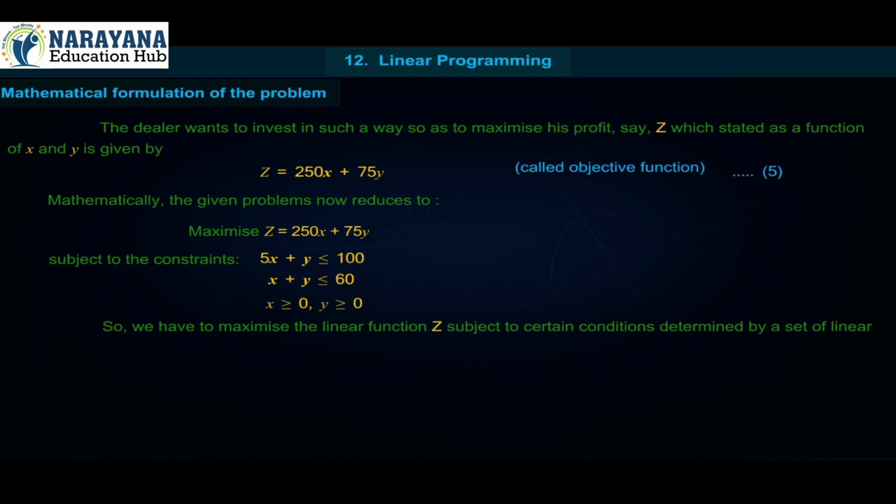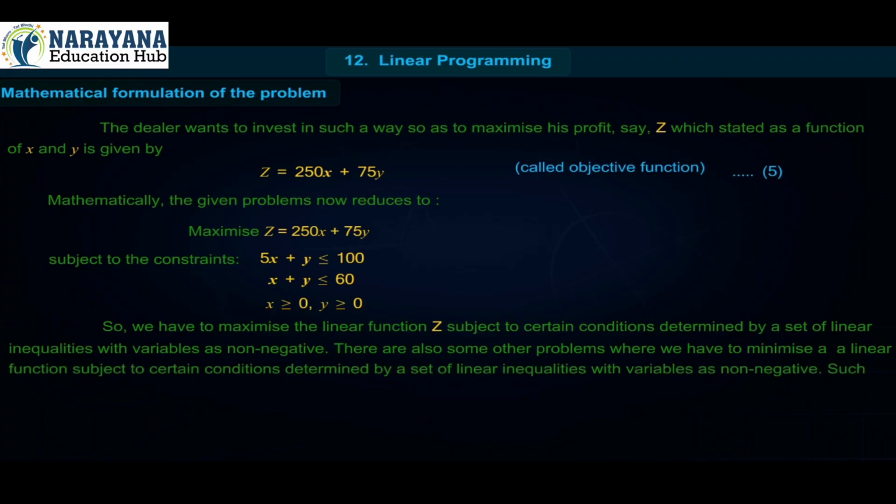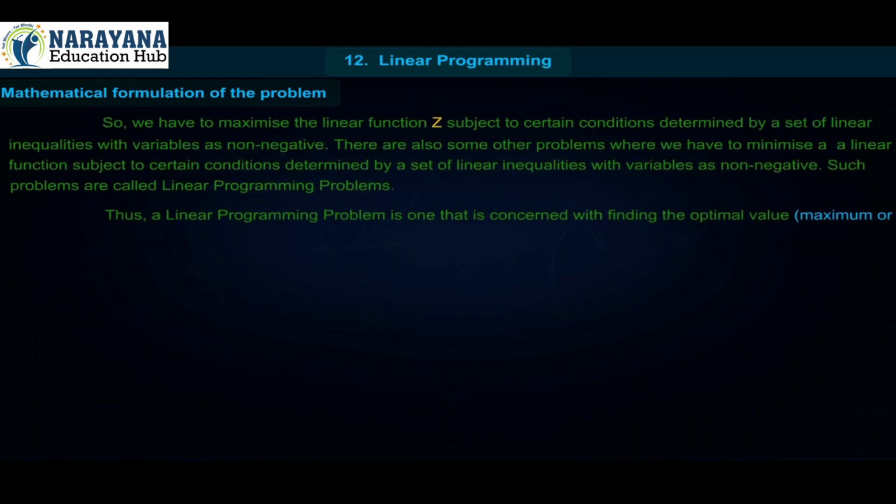So, we have to maximize the linear function z subject to certain conditions determined by a set of linear inequalities with variables as non-negative. There are also some other problems where we have to minimize a linear function subject to certain conditions determined by a set of linear inequalities with variables as non-negative. Such problems are called linear programming problems.